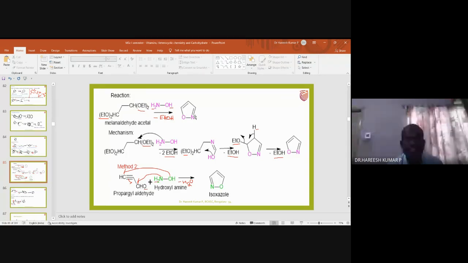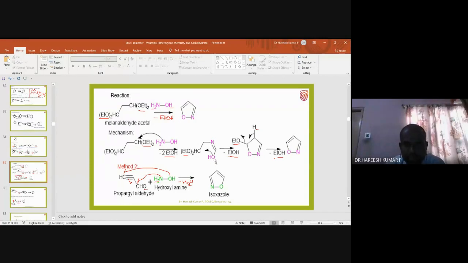Okay, so this is the hydroxylamine. Is it clear? Is there any doubt? So here I am writing the mechanism. There will be a new bond formation between this nitrogen and this carbon. So the ethoxy group is going out by taking this H2. So that means CH double bond OH is formed.